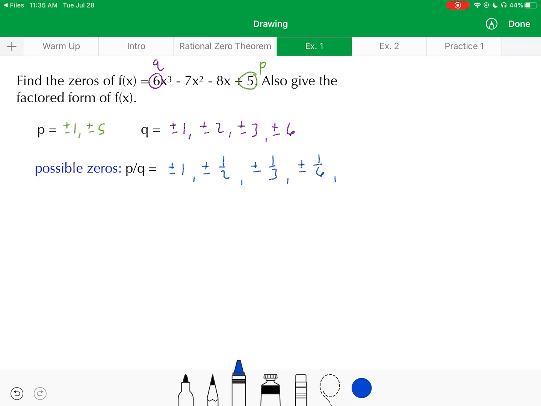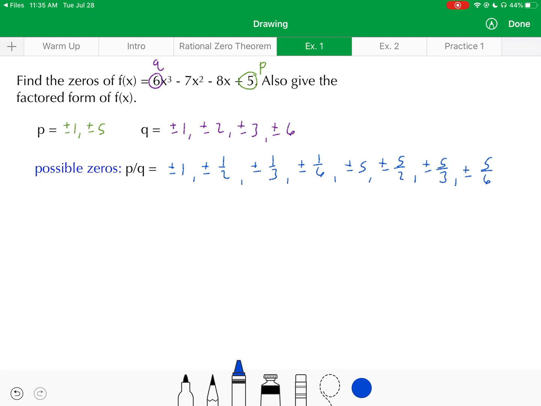I've exhausted all the combinations with the p-value of 1, so now I move to the p-value of 5. I take 5 and place that over each of the q values. That's going to lead me to plus or minus 5, plus or minus 5/2, plus or minus 5/3, and plus or minus 5/6.